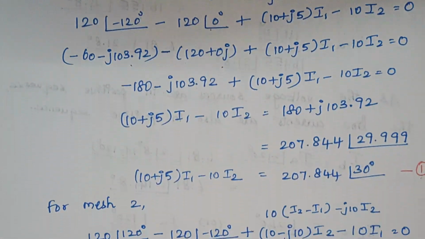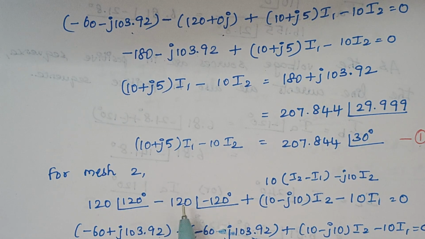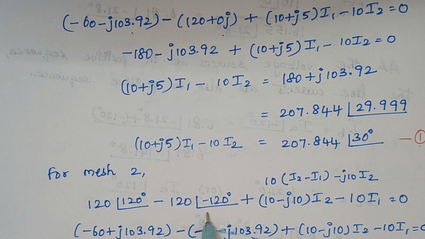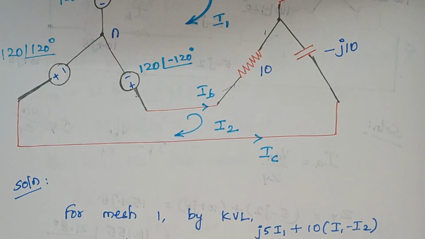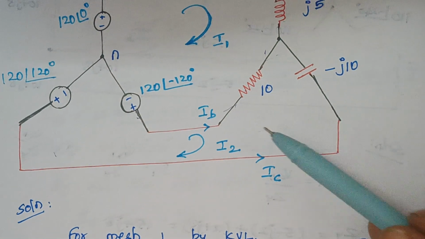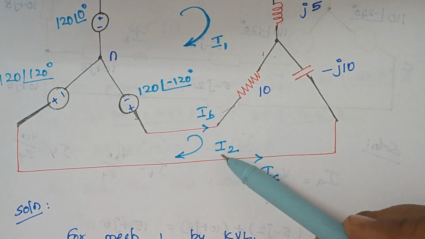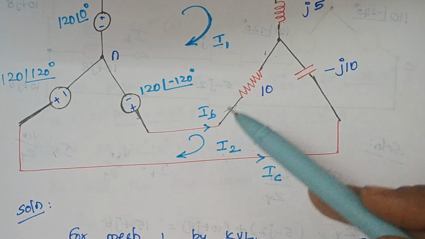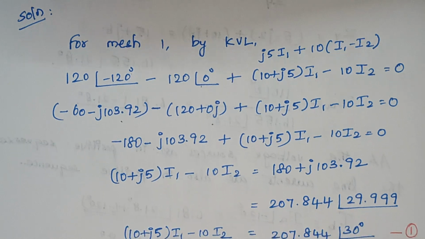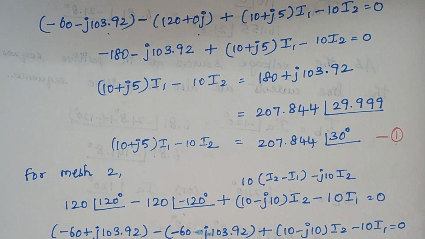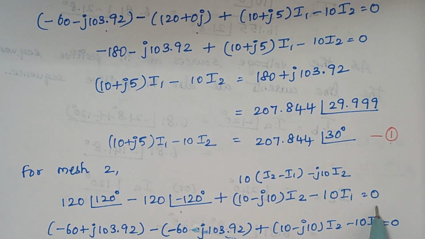so while writing expression, you see here we are having 120 with an angle 120 degree minus 120 with an angle of minus 120, right? Plus again when you look at this 10 ohm resistor, here both the currents flow through this, right? Both I1 and I2, and the current directions are opposite. So since we are considering loop 2, here we have to write it as 10 into (I2 minus I1), right? And finally you see 10 into (I2 minus I1) and minus j10 I2, which is equal to 0, right?